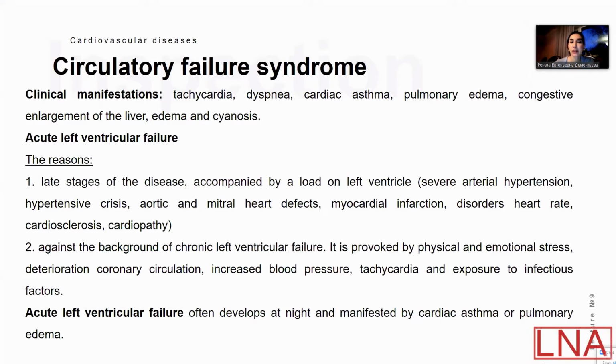Acute left ventricular failure. What are the reasons? Late stage of the disease, which is accompanied by a load on the left ventricle, severe arterial hypertension, hypertensive crises, aortic and mitral heart defects, myocardial infarction, disordered heart rate, cardiosclerosis, and cardiopathy. Against the background of chronic left ventricular failure, it is provoked by physical and emotional stress, dilatation of coronary circulation, increased blood pressure, tachycardia, and exposure to infection factors. Acute left ventricular failure often develops at night and manifests as cardiac asthma or pulmonary edema.